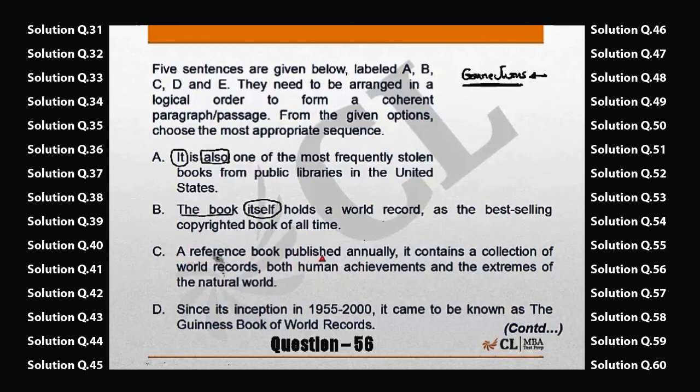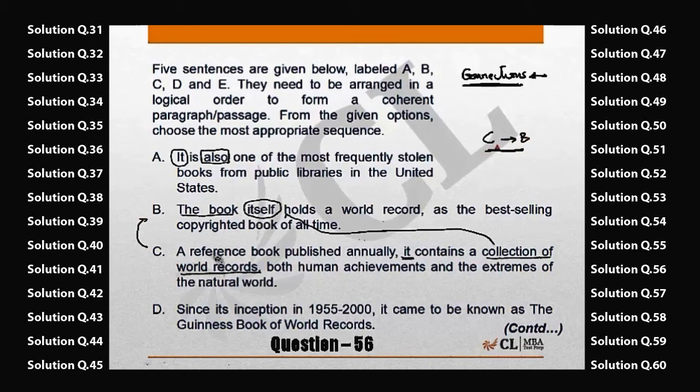C. A reference book published annually. It contains, so it is explaining something. A reference book, it contains a collection of world records, both human achievements and the extremes of the natural world. So here you can immediately see a collection of world records, and the book itself holds a world record. So we can see that these two are connected. So you're looking at a connection from C to B.